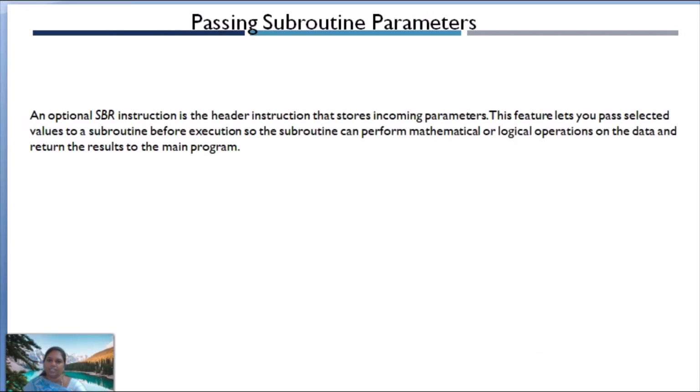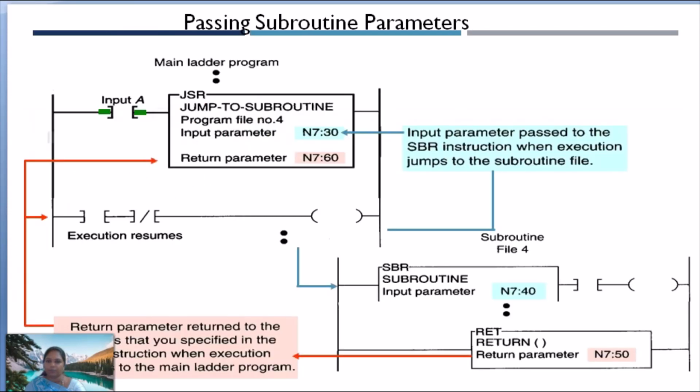Passing parameters to the subroutines is optional. The SBR instruction is the header instruction that stores incoming parameters. This feature lets you pass values to a subroutine before execution, so the subroutine can perform mathematical or logical operations on the data and return the results to the main program.